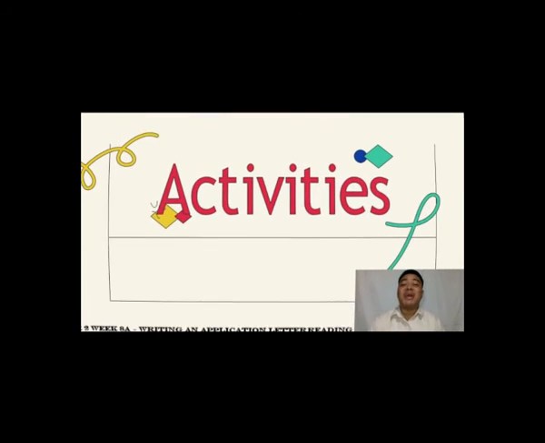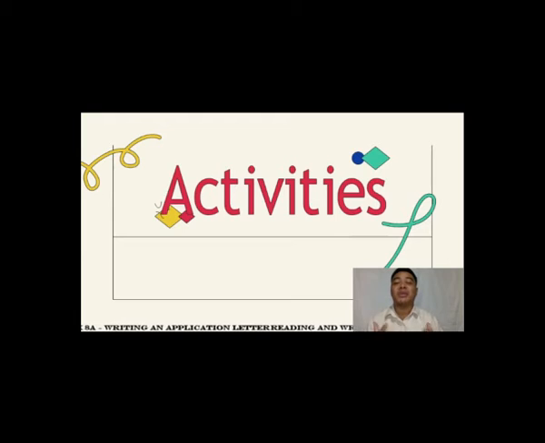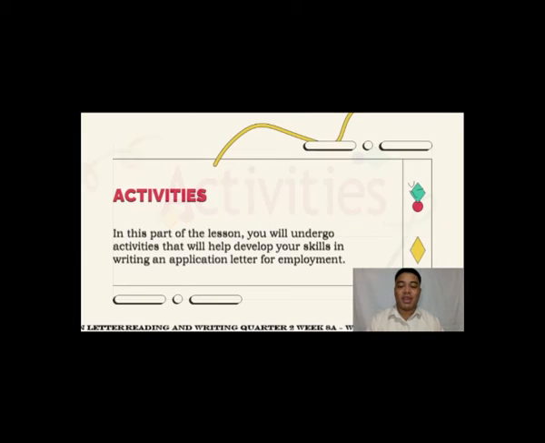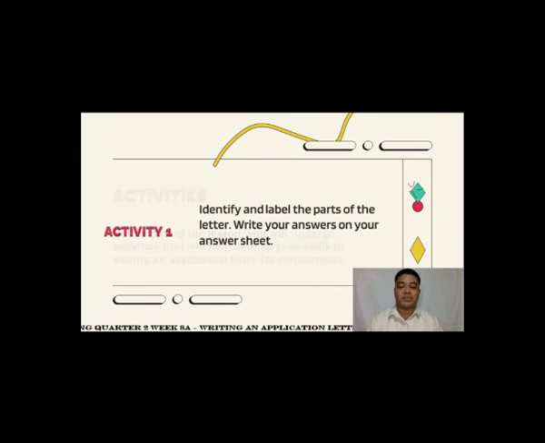And now, we have come to the part where we are going to apply what we have learned from the discussion about writing an employment application letter. In this part of the lesson, you will undergo activities that will help you develop your skills in writing an application letter for employment. Activity 1. Identify and label the parts of the letter. Write your answers on your answer sheet. You will be given 3 minutes for this activity.